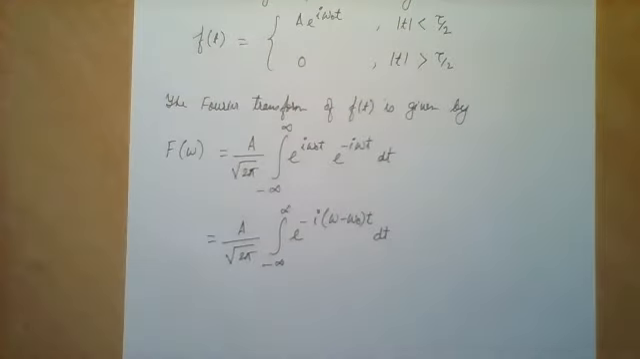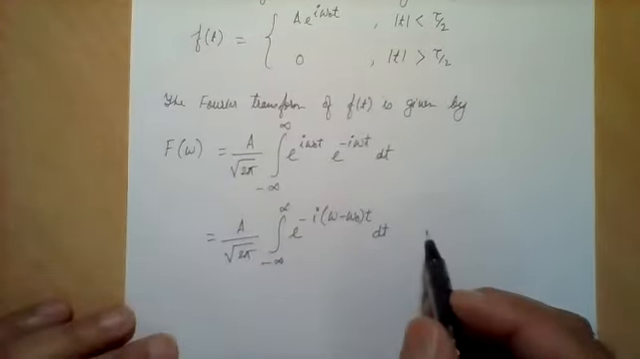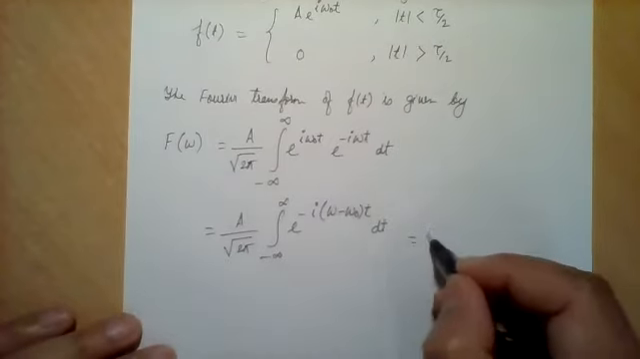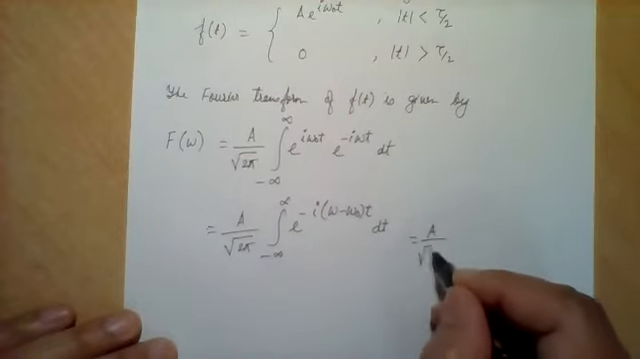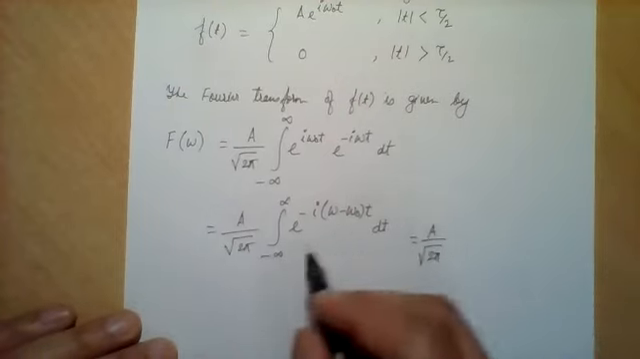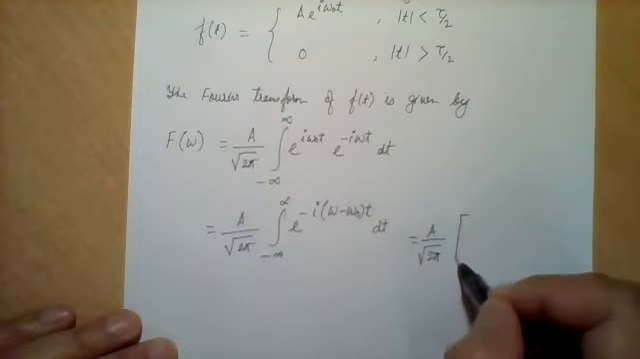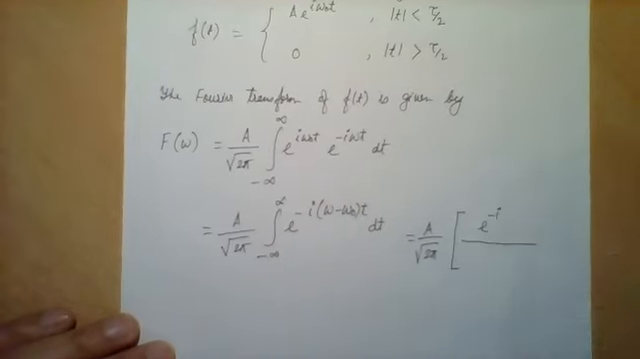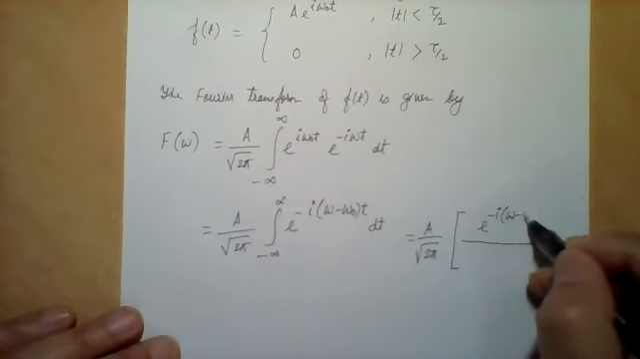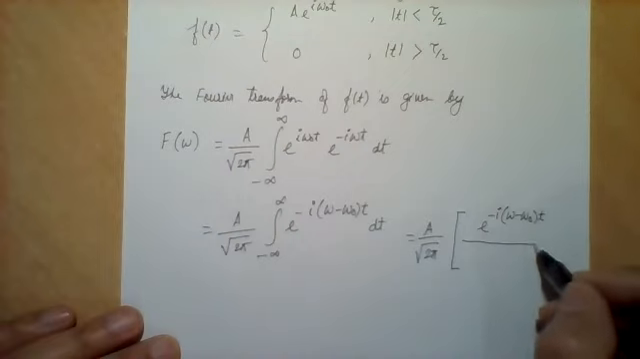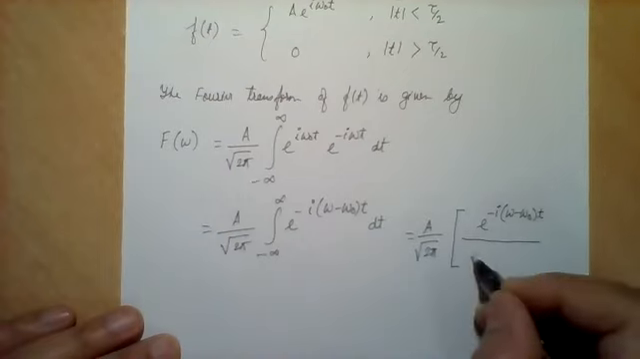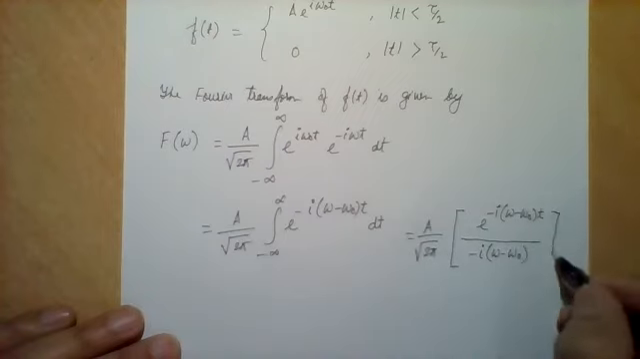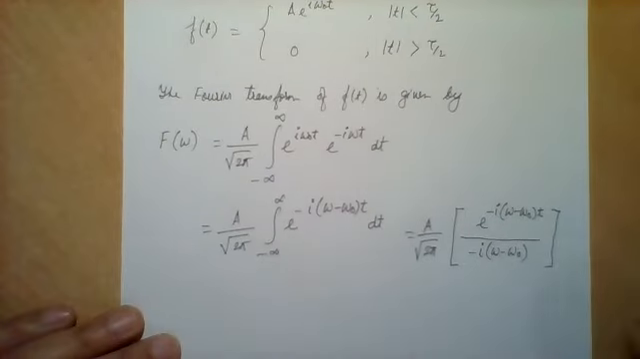Okay, this is fine. Then this integration can be solved easily. This is A by root over twice pi. Now, what is the integral of this? The integral of this is given by e to the power minus i (omega minus omega naught) t divided by the coefficient of t, which is minus i (omega minus omega naught). And we insert the limits from minus infinity to plus infinity.